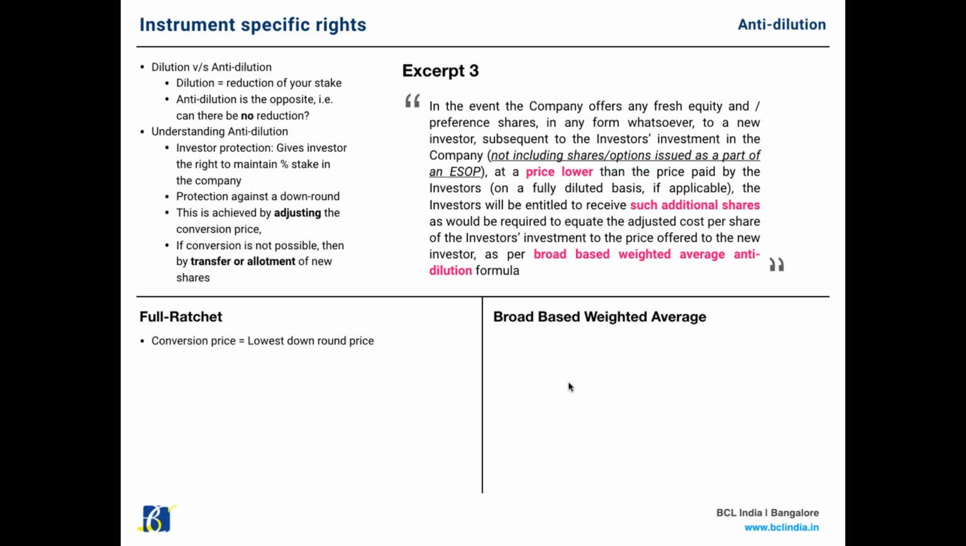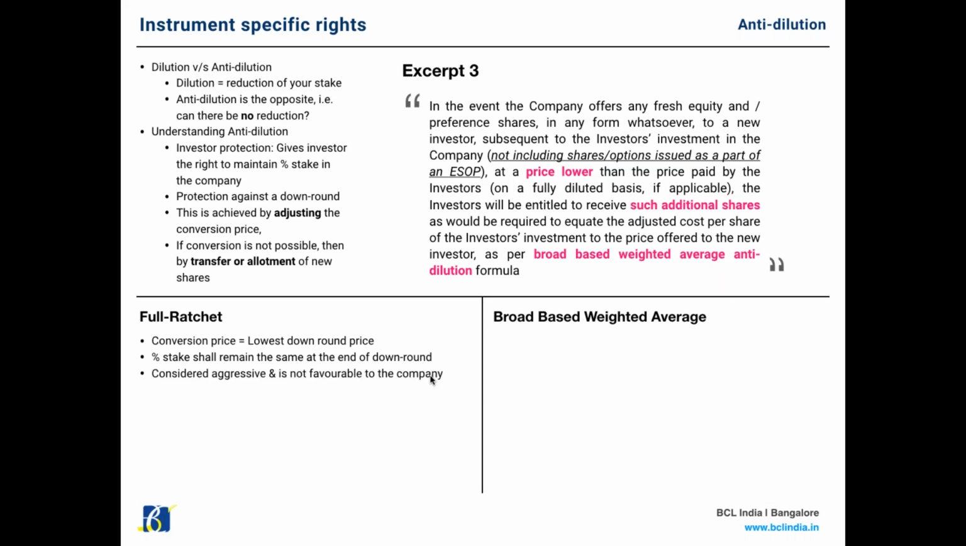So the investor builds in this anti-dilution clause, which says that I want my right to be protected. Full ratchet means that the conversion price for me at 100 will be equal to the lowest round price. So please value my shares also at 80 rupees, which means I will end up getting more shares. So that is full ratchet. And at the end of full ratchet, the stake will remain the same.